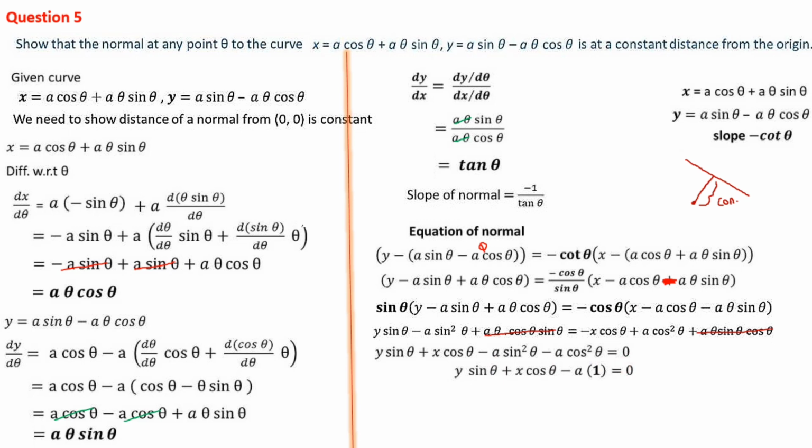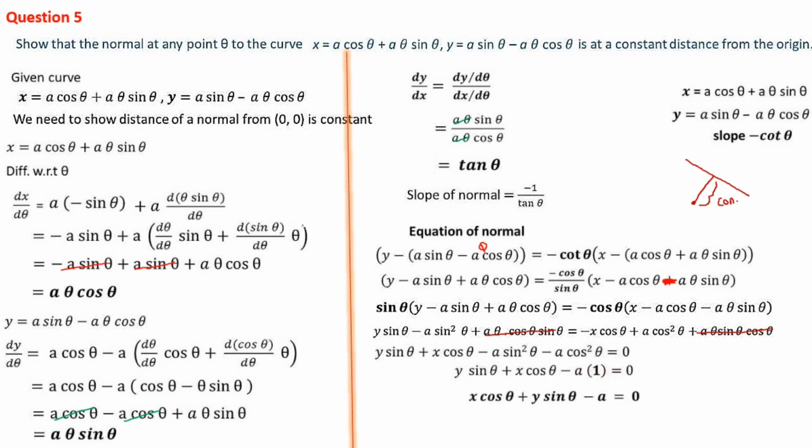Then here y sin theta plus x cos theta, and from these two terms we can take minus a common. Minus a taking common means inside the bracket it will be sin square theta plus cos square theta. First two terms as it is we will be writing, and in these two terms if you take minus a common out, sin square theta plus cos square theta will be coming. So minus a into sin square theta plus cos square theta is 1. So minus a into 1 is written here equal to 0.